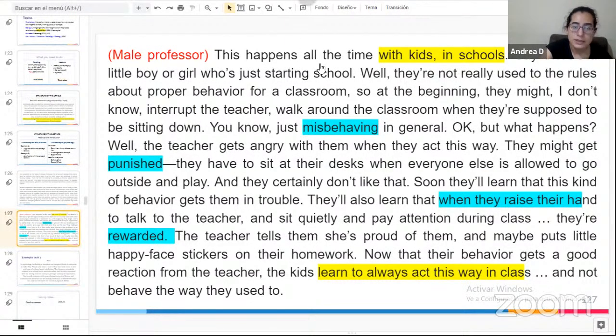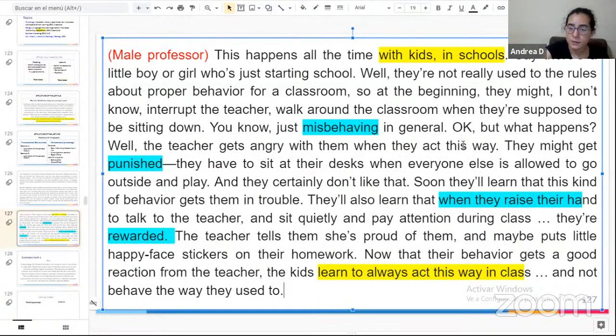So this is when you have psychology. As you can see, it's one example. It has two parts, maybe, and it's quite understandable. It has maybe not so formal register. It's like, okay, well, what happens? So I don't know, interrupt the teacher.